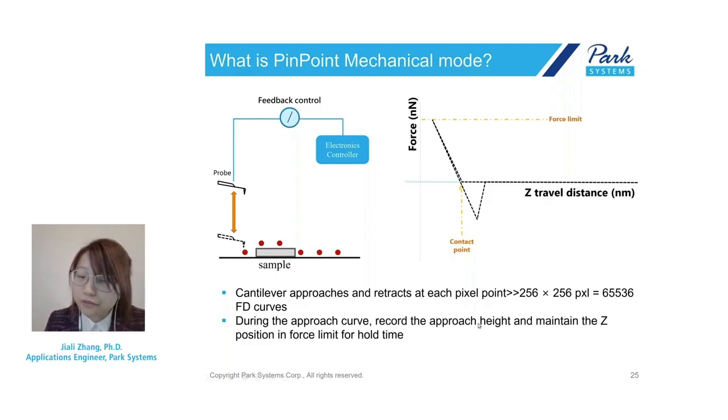So say we have 256 by 256 pixels, then in total we will have about 65,000 force distance curves generated. And once the cantilever deflection reaches our designated force threshold, the Z scanner height is recorded, which helps us get the topographic information.